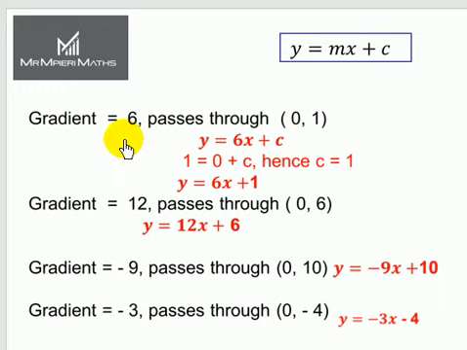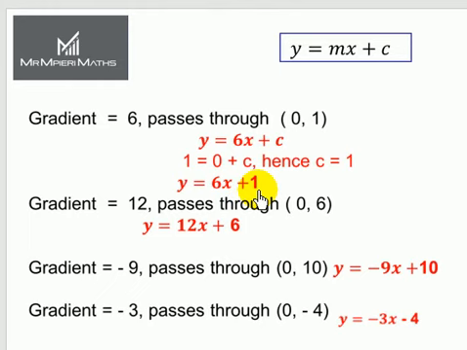Okay. Let's look at this. First one: the gradient is 6 and it passes through 0, 1. Again, y equals mx plus c. So m is already given, 6x. It passes through 1, and because x is 0 here, c must be 1. So that is 6x plus 1. Done. Want to use the other approach? Here y is 1, and 6 times 0 is 0, plus c. And then c is 1. So you have y equals 6x plus 1.